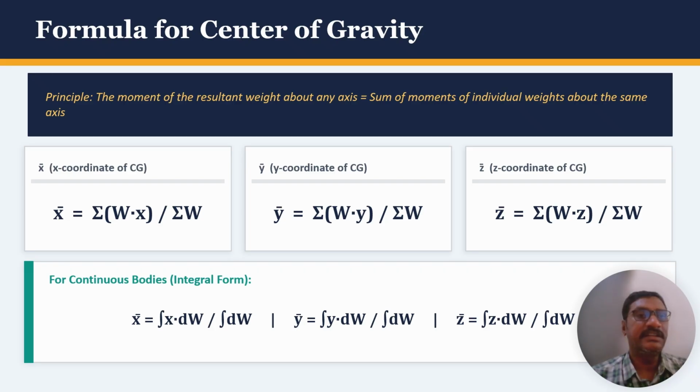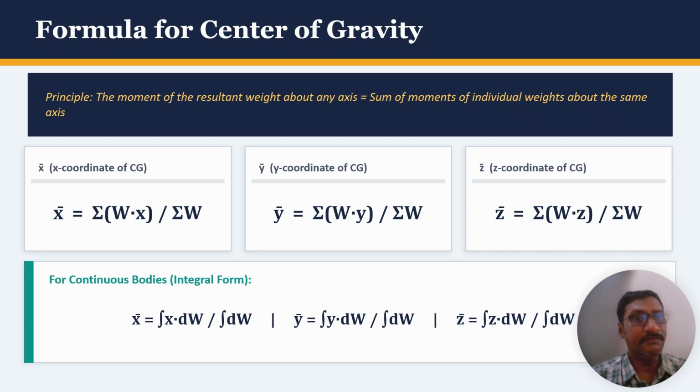Now let us derive the mathematical formula for the center of gravity. This is where we move from intuition to calculation. Pay close attention. The derivation is very simple but extremely important. So consider a rigid body of total weight W.